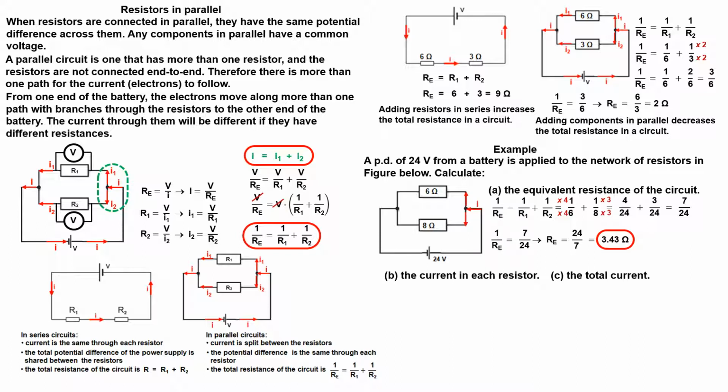To calculate the current in each resistor, we use Ohm's law. The voltage is the same in each resistor. The total current is the sum of the currents through each resistor.